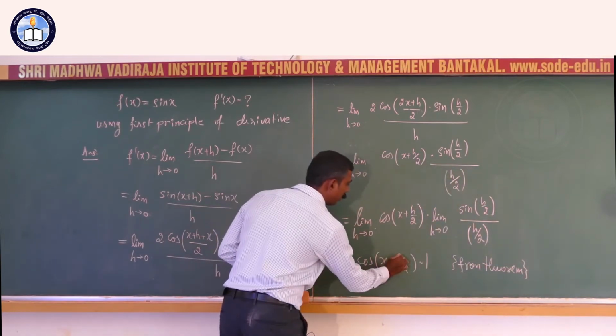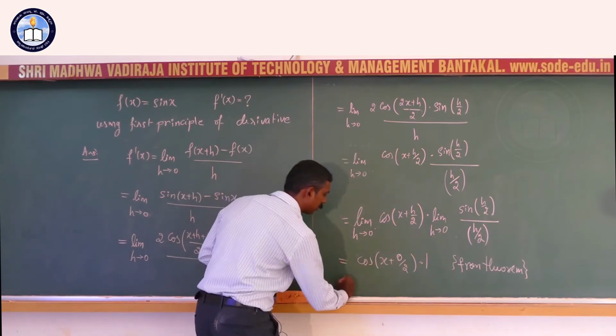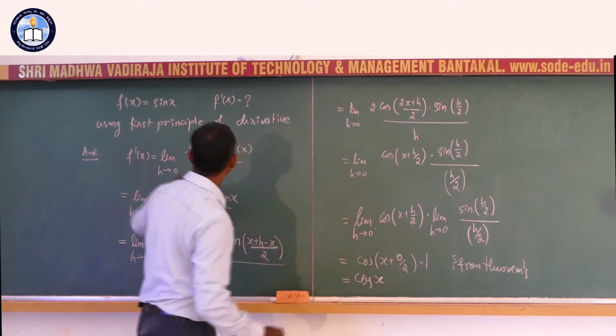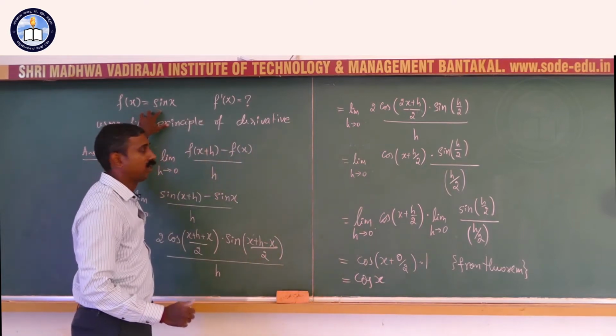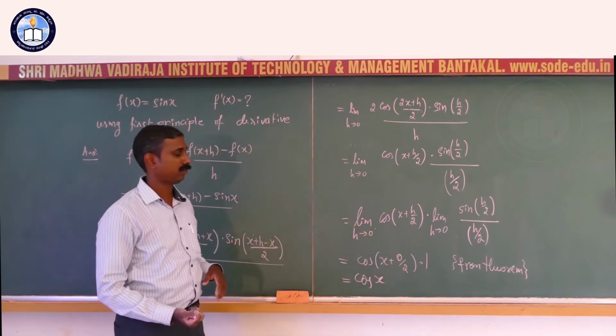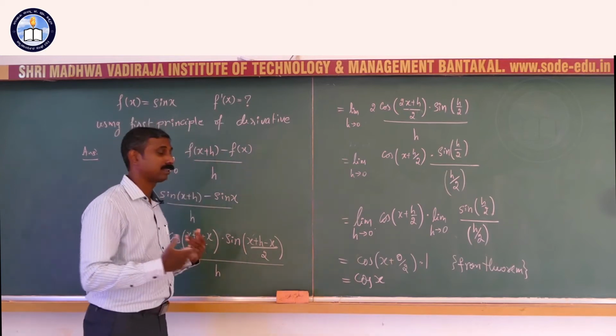Now 0 by 2, what is 0 by 2? It is 0. So, this is simply cos x. So, what is the derivative of sin x? The derivative of sin x turned out to be cos x.